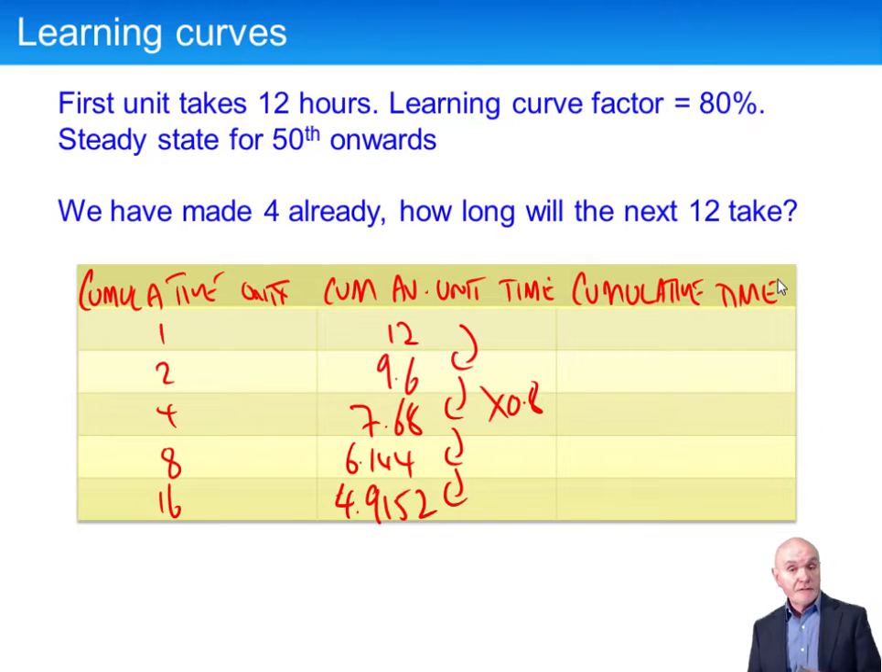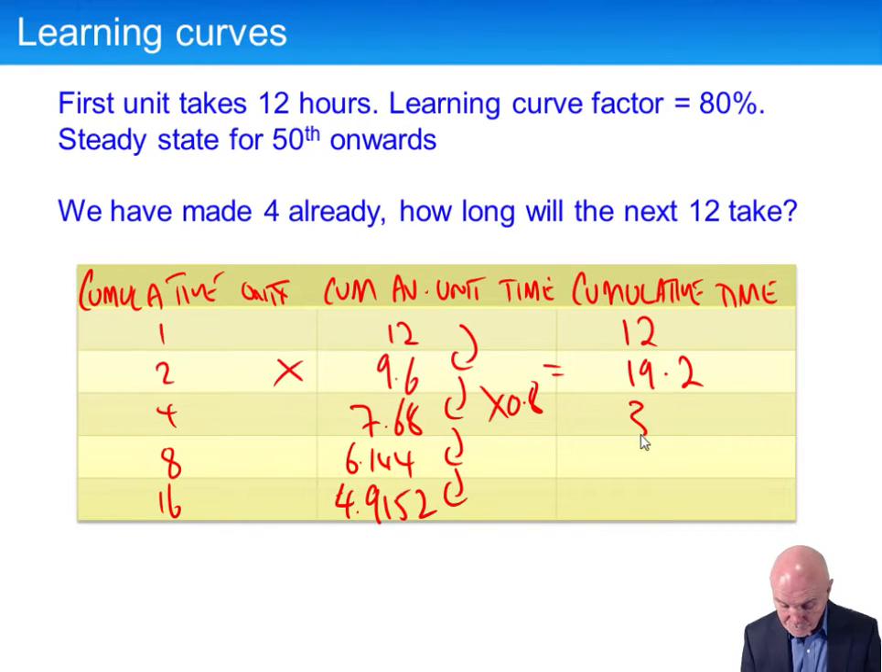So 1 unit took an average of 12, the total time must be 12. 2 units take an average of 9.6, so 2 times 9.6, 19.2 is going to be the total time there. 4 units took an average of 7.68 per unit, so that's going to be 30.72.